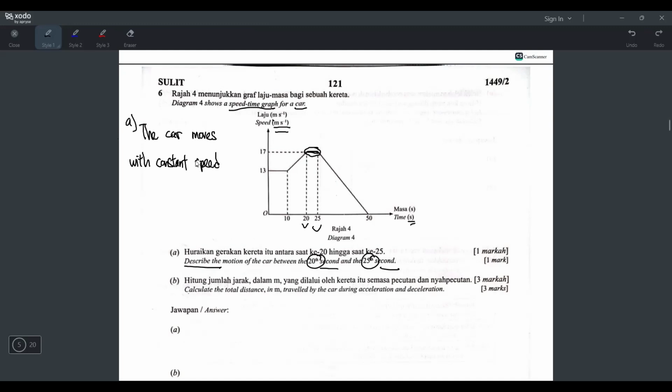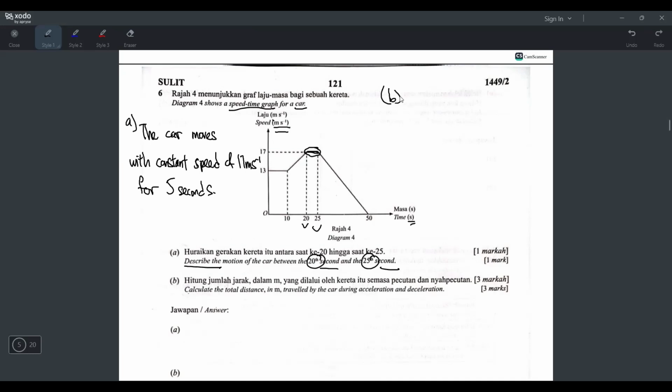And you can actually mention the speed and also mention the time. So the car moves with constant speed of 17 meter per second for how long? 20 to 25 is 5 seconds, because you take 25 minus 20, right? So the difference here is 5 seconds. So what is the motion here? The car travels at a constant speed of 17 meter per second for 5 seconds. Okay, so this is how I describe.